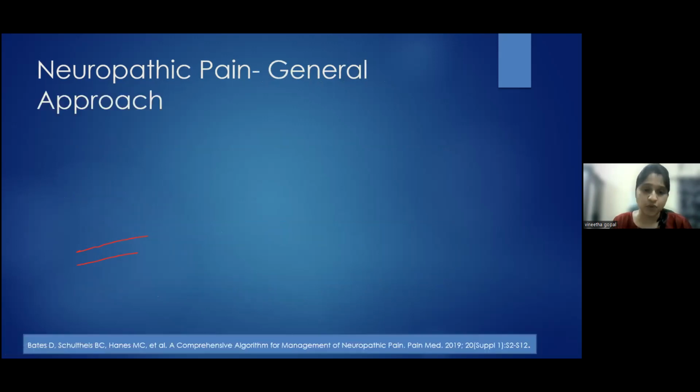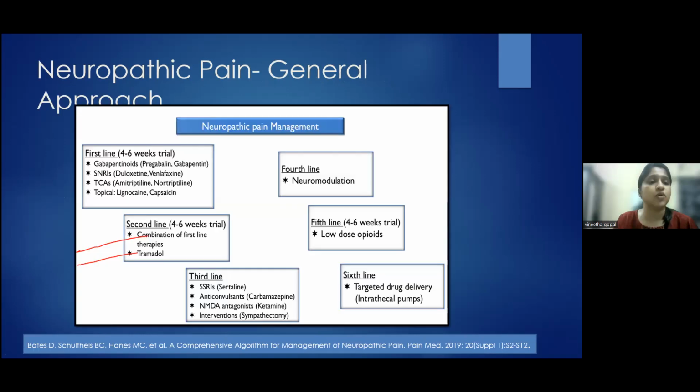And what is a general approach? This is an algorithm. You might know the WHO analgesic ladder for nociceptive pain. Similarly, there is a ladder for neuropathic pain also. So they say that the first line should be gabapentinoids, SNRIs, TCAs, and for post-herpetic neuralgia or regional syndromes, topical therapy, lignocaine, capsaicin. You have to give a 4 to 6 weeks trial, and you have to tell the patient also it will take time.